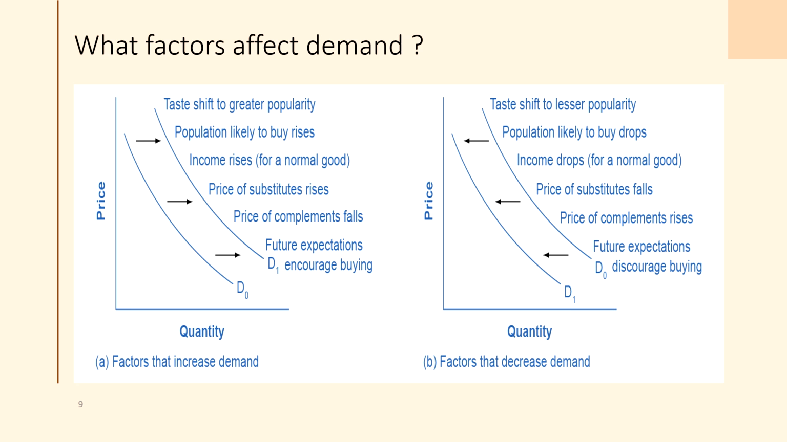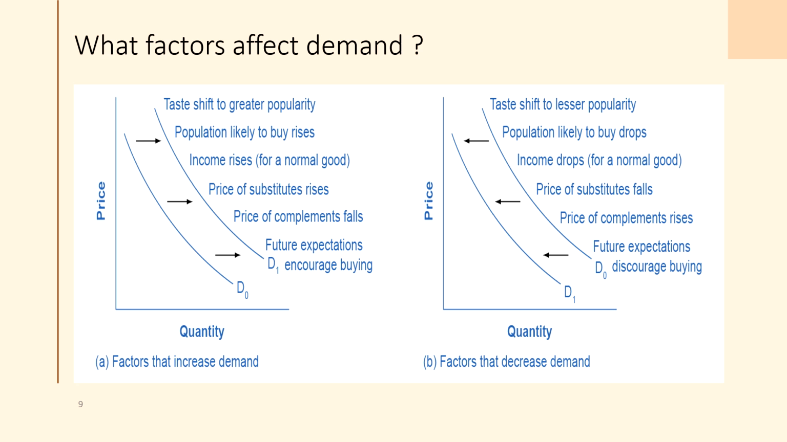Another factor is population. If the number of buyers in the market increases, such as population growth or expansion into new markets, demand will also increase. Next is income, especially for normal goods. When people earn more income, they tend to buy more goods and services, so demand shifts to the right.